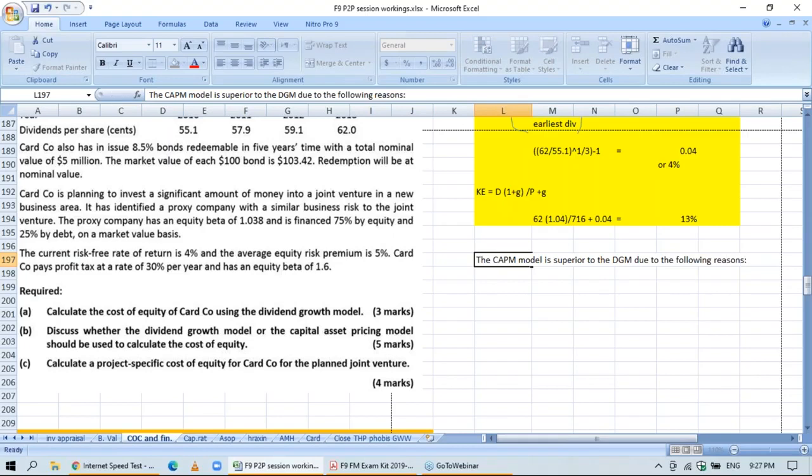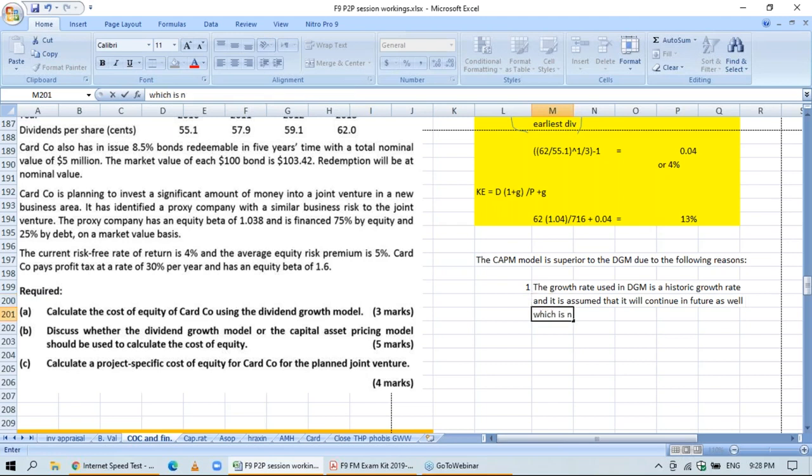And they are: one, the first reason is that the growth rate used in the dividend growth model is a historic growth rate, and it is assumed that it will continue in future as well, which is not an appropriate assumption.